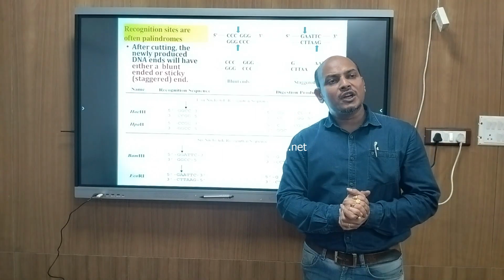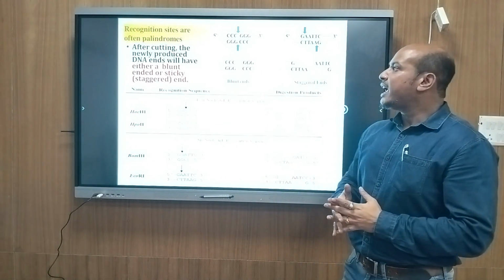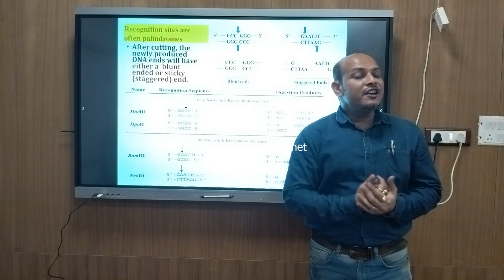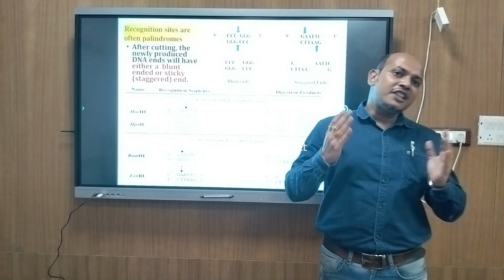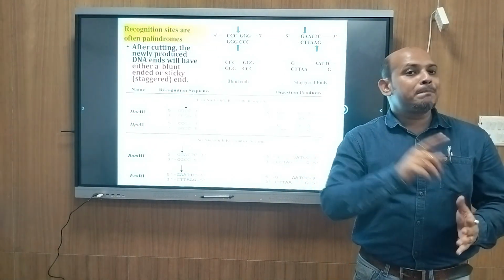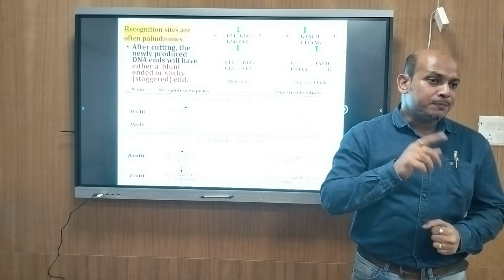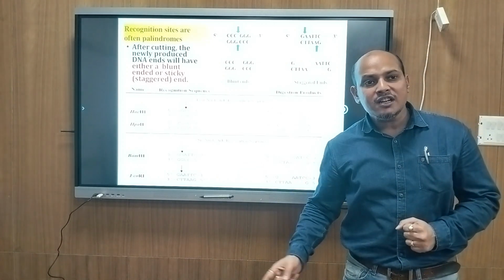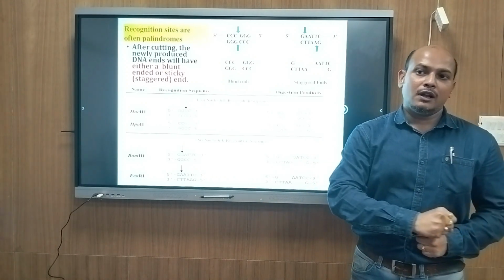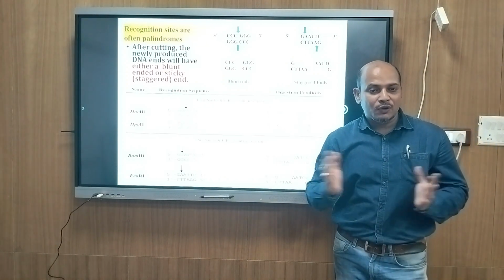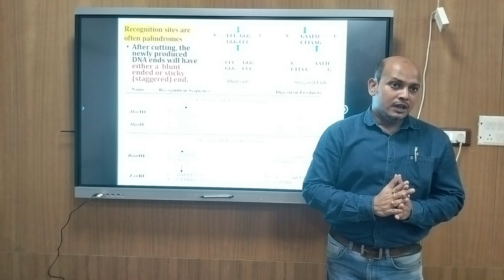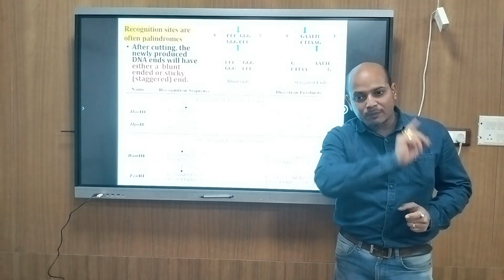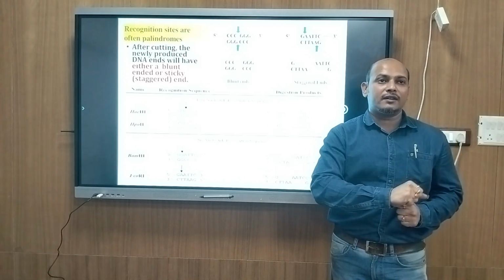Now, the recognition sequences of this type of enzymes are basically palindromic in nature. What are palindromes? Palindromes are sequences which spell and read the same irrespective of whether we are reading from the start to the end or from the end to the beginning. For instance, the word Malayalam spells and reads the same whether we read it from the start to the end or from the end to the beginning.